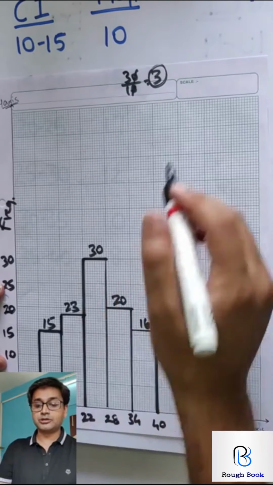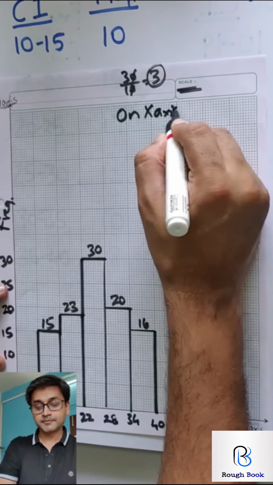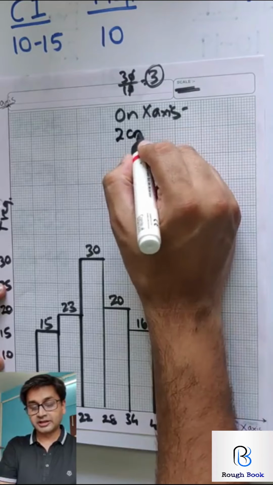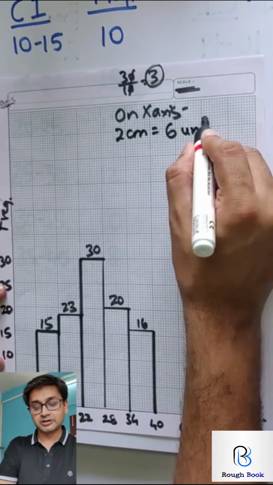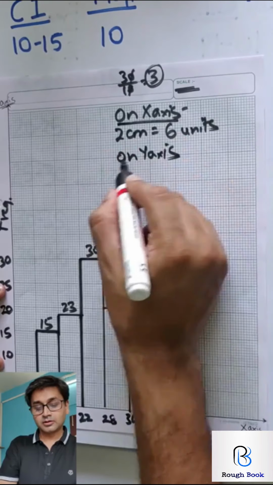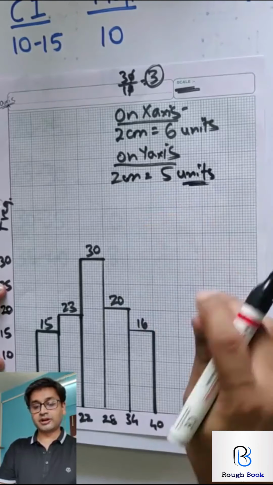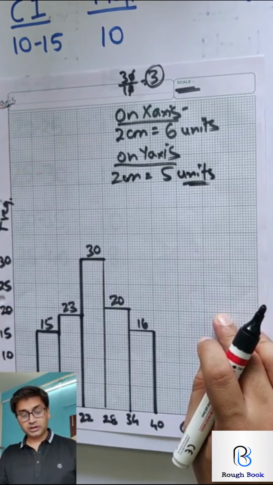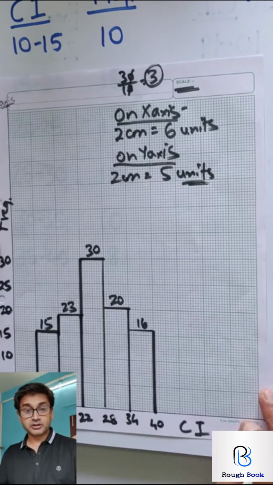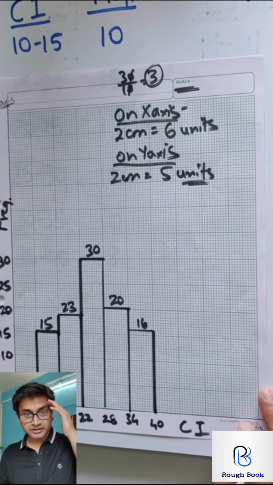The only thing now you need to add is the scale. So what is your scale? So on x-axis, 2 centimeter is equal to 6 units. And on y-axis, 2 centimeter is equal to 5 units. If you don't write your scale or your kink, you are bound to lose 1 mark, or even your heads. So we are expected to write all these details clearly. Is that followed? Is histogram clear in the head?